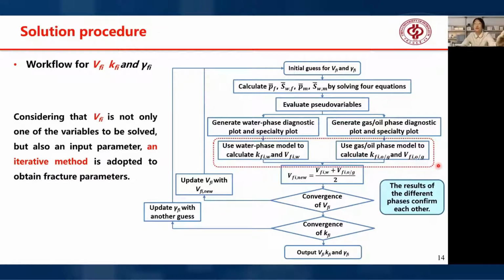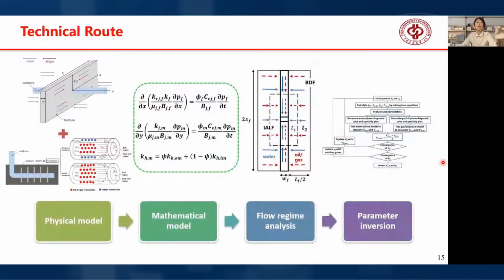This is the second constraint. The results of different phases confirm each other. So this is the whole technical route. We establish the physical model and mathematical models, and then based on these solutions, we divided the flow regimes and went on to the flow regimes analysis, which includes diagnostic plot and straight line analysis, and then we proceed to parameter inversion to get the fracture properties.